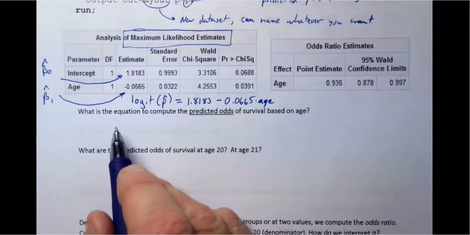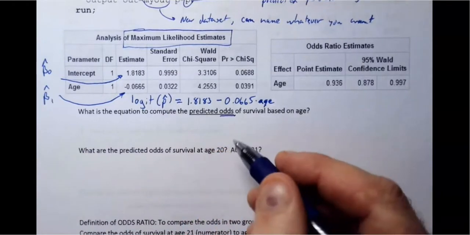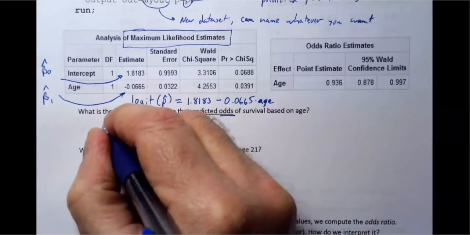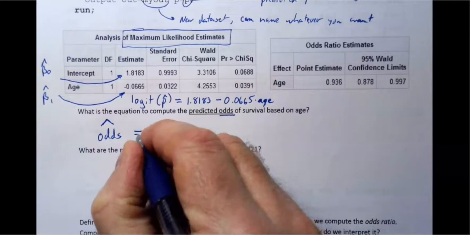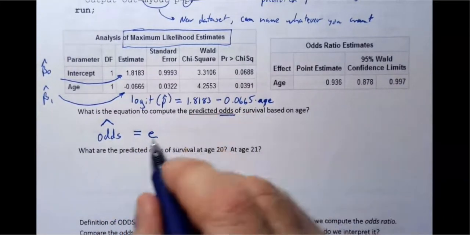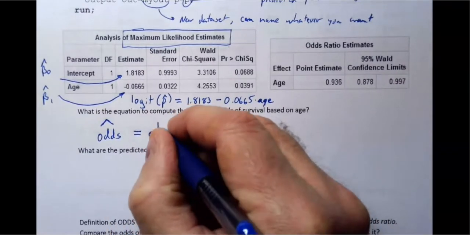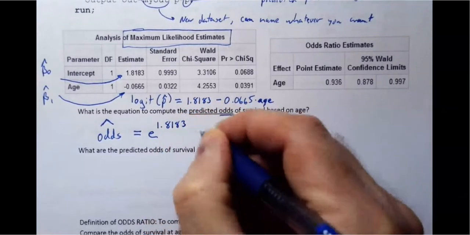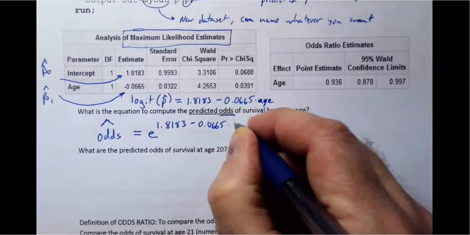Now I say, what is the equation to compute the predicted odds? So now I want to ask, what's the equation on the odds scale? And odds, we can put a hat on it, since it's using the sample data to predict the odds. And remember, to get from the log odds scale to the odds scale, we just have to exponentiate. We just take e to the 1.8183 minus 0.0665 times age.